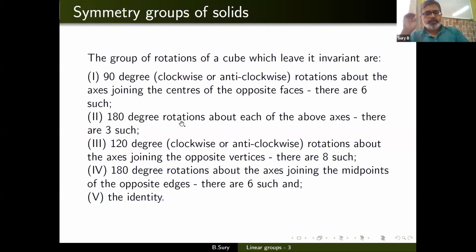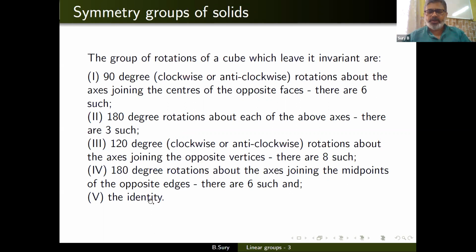Then 180-degree rotations about each of the above axes. After doing a full 180 degrees, the cube looks the same. Then there is the 120-degree clockwise or anti-clockwise rotation about the axis joining opposite vertices. You can imagine this: when you do this 120-degree rotation, it looks the same.